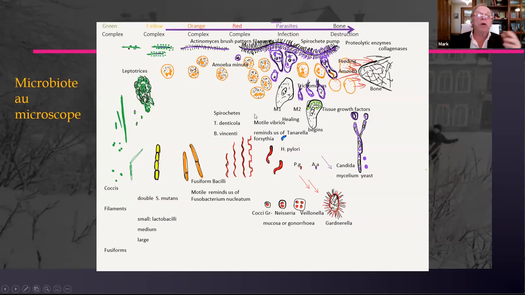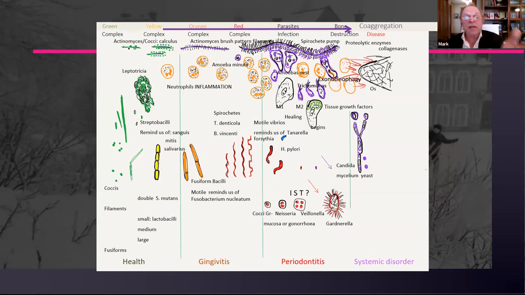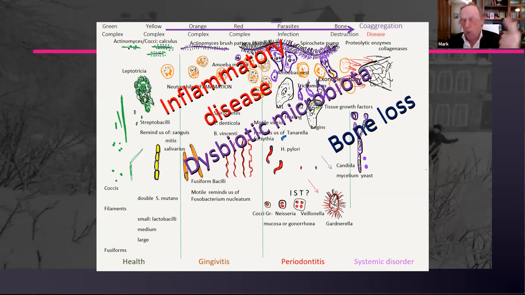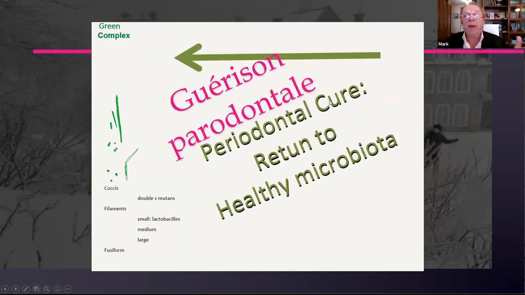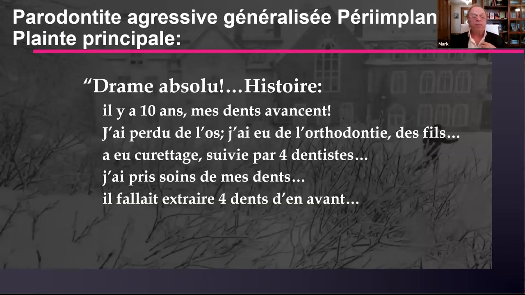So remember, with the microscope, you can also see the bacteria. All this periodontal disease is a system. It's an ecosystem. So you have the green complex, you have the orange complex, red complex. All this we can see on the microscope. We can see in periodontitis Neisseria, Veillonella, Gardnerella, and all those, the parasite, amoeba, trichomonas. So to cure the disease, just remove all those orange, red, and parasite, as well as actinomyces formation. Just go back to green complex and your patient is cured.